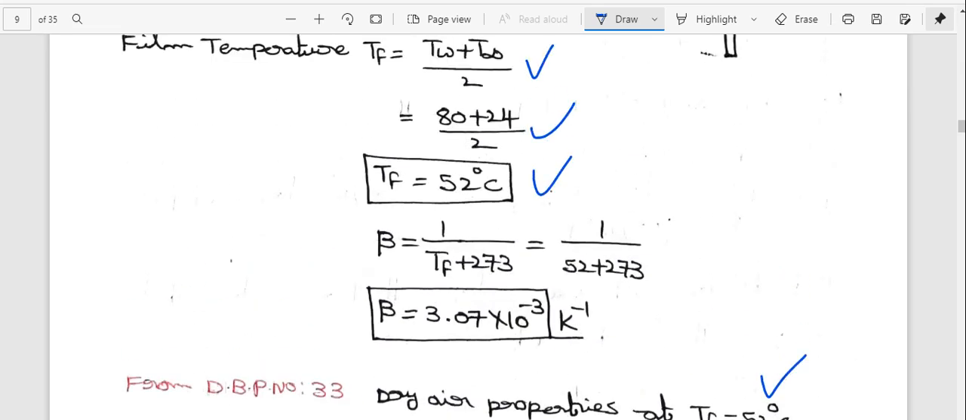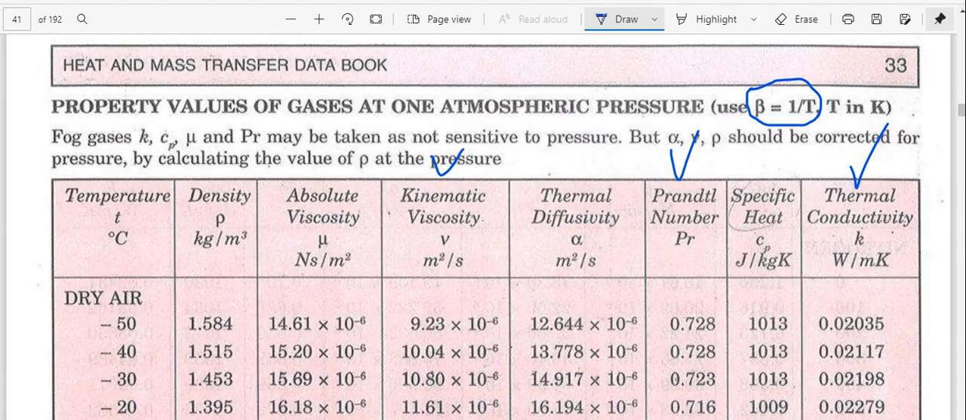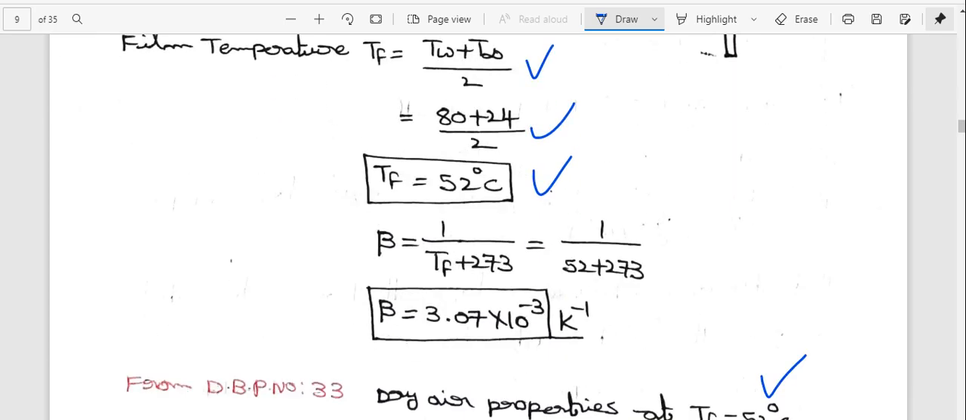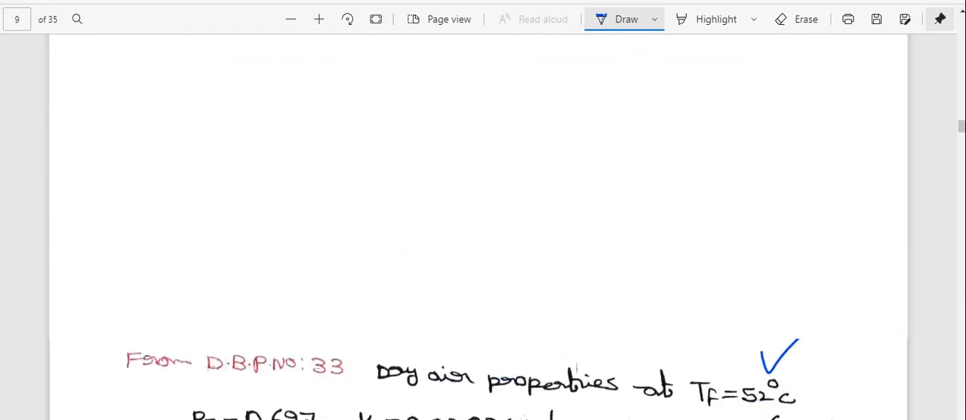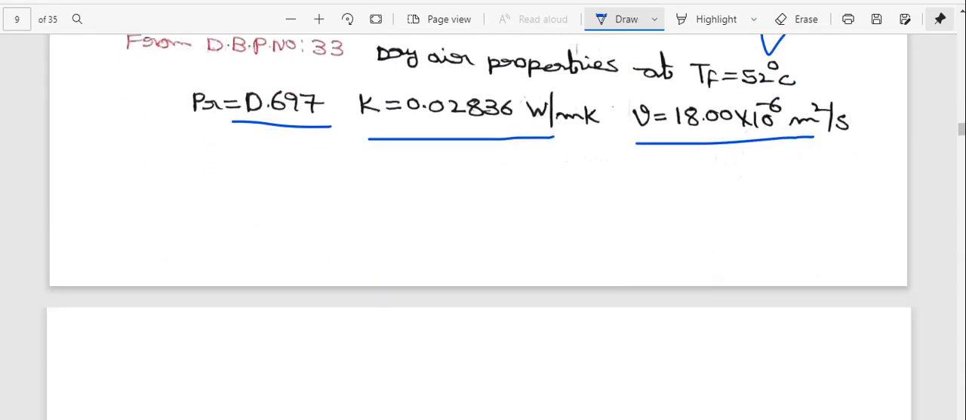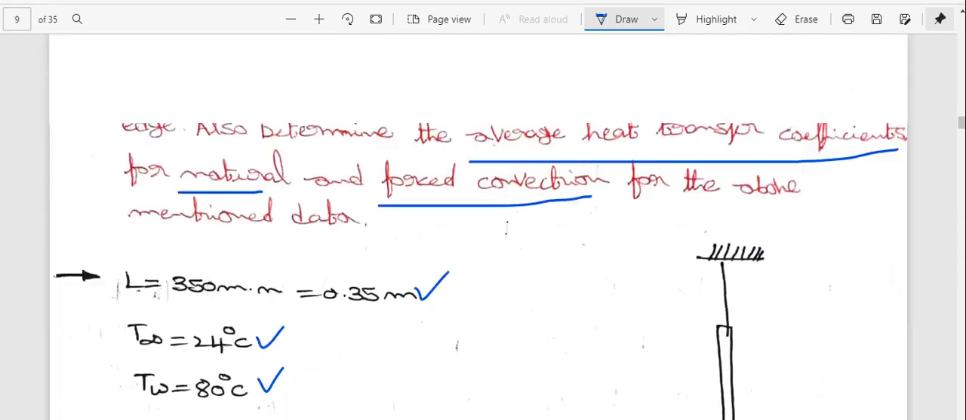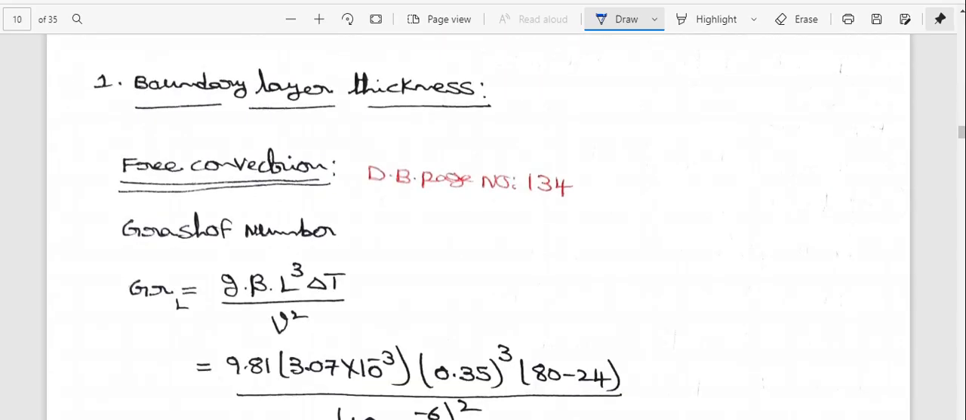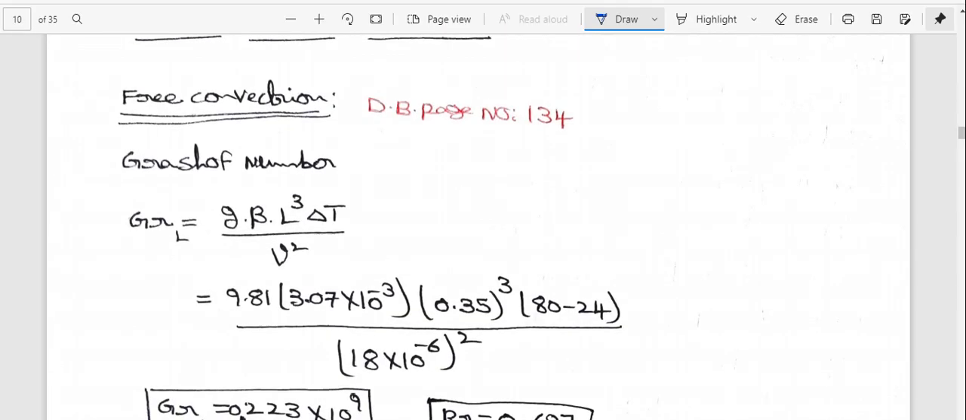So here beta is 1 by T. T is the film temperature, T in terms of Kelvin. That's why I am considering T film temperature plus 273 degrees. This is the beta value. So after taking the dry air property values, we need to calculate the first question. What is the first question? Boundary layer thickness at the trailing edge. So the first question is from free convection.